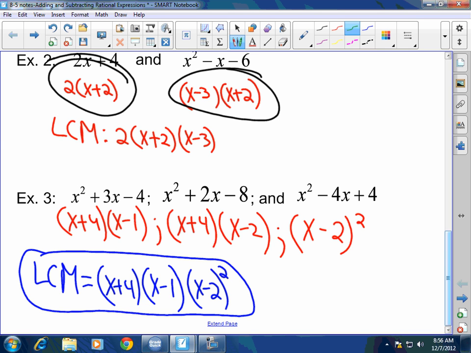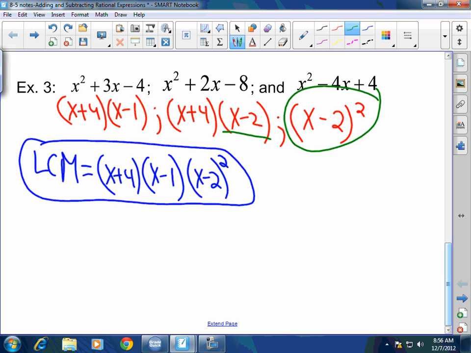The question was, why do I need 2 x minus 2s? Because in the LCM, don't we always go to the highest exponent? There's one x minus 2 here, but there's 2 here, so I need 2. I always go to the highest exponent. Does that make sense, what he asked? Okay. You sure you got that?